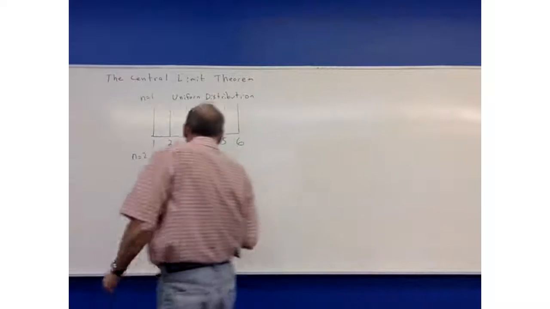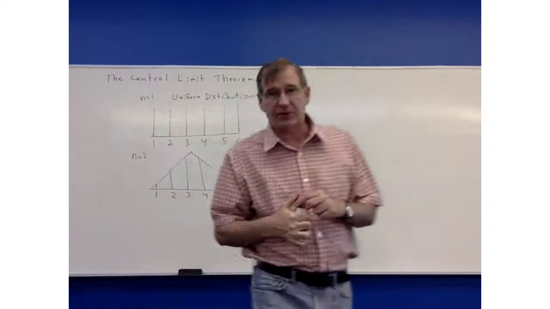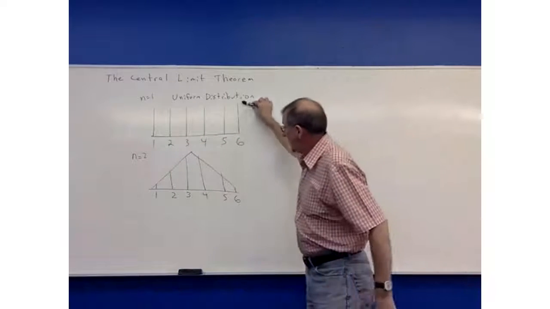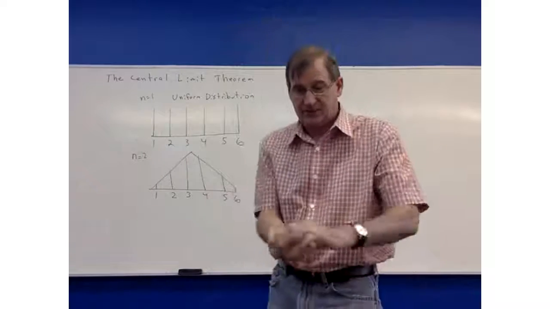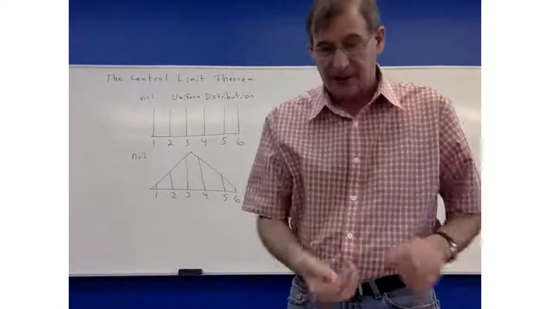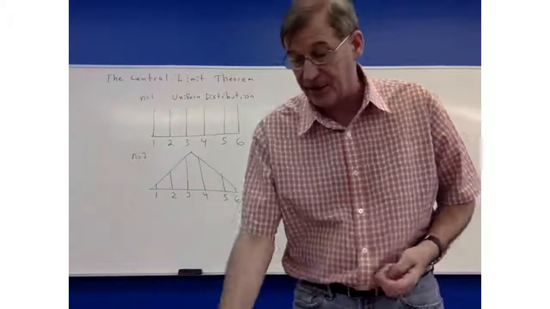All the different possibilities. Now, this would look like a triangle. The shape of the distribution has changed. It was flat on top. Now it's a triangle. What if we do 3 dice? There's still only one way to get an average of 1. There's only one way to get an average of 6. They all have to be 6 to get an average of 6.